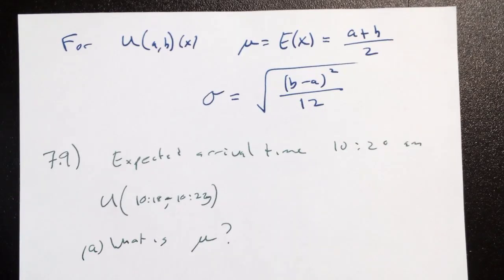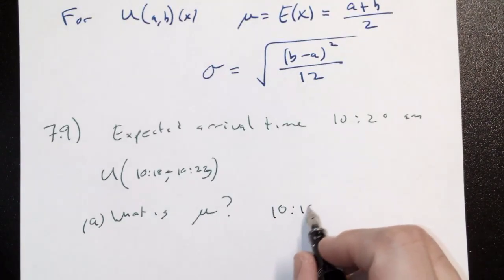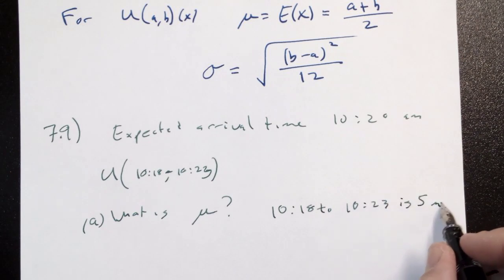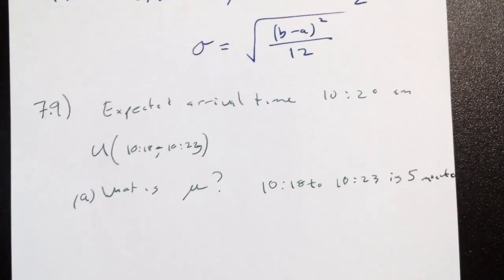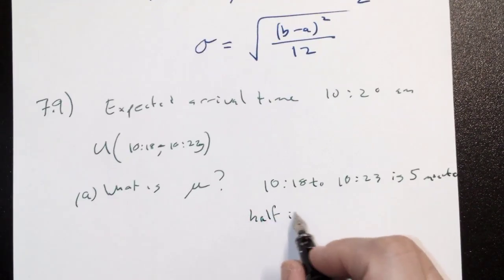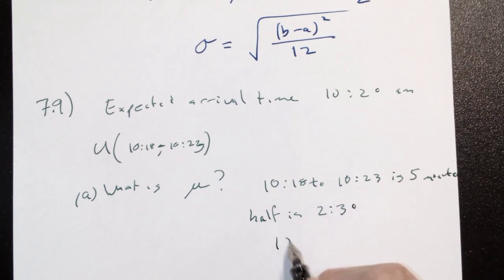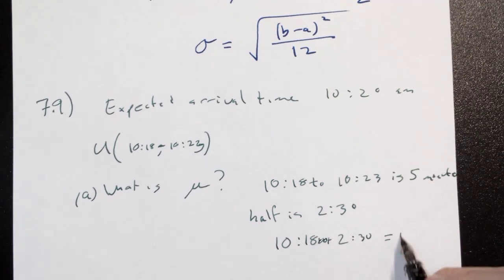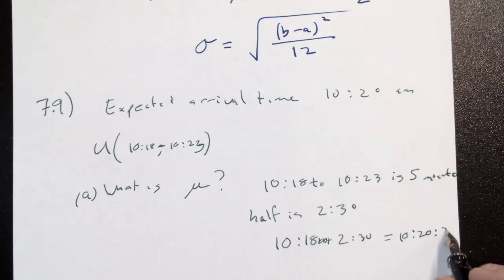What's my true expected value? That's 5 minutes. So half of that is 2 minutes and 30 seconds. 10:18 plus 2 minutes and 30 seconds, 10:18:00 is 10:20.5, or 10:20 and 30 seconds.